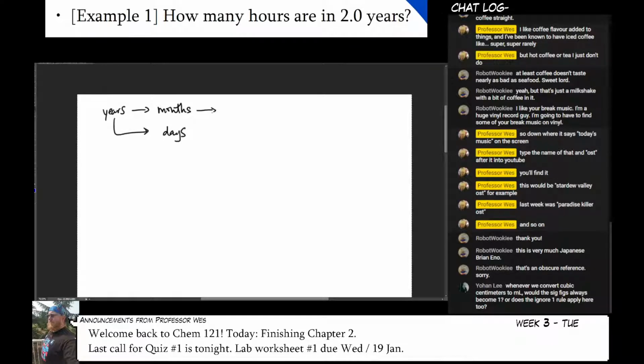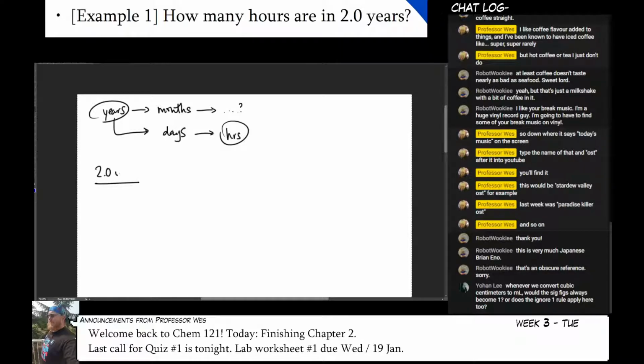I can turn months into... uh-oh. Kind of hard when all the months are different lengths, right? So not super helpful that way. But days can be turned into hours. And that's what I want for my problem. So this is what I'm going to do. I'm going to turn years into days into hours. So let's set up our conversion.